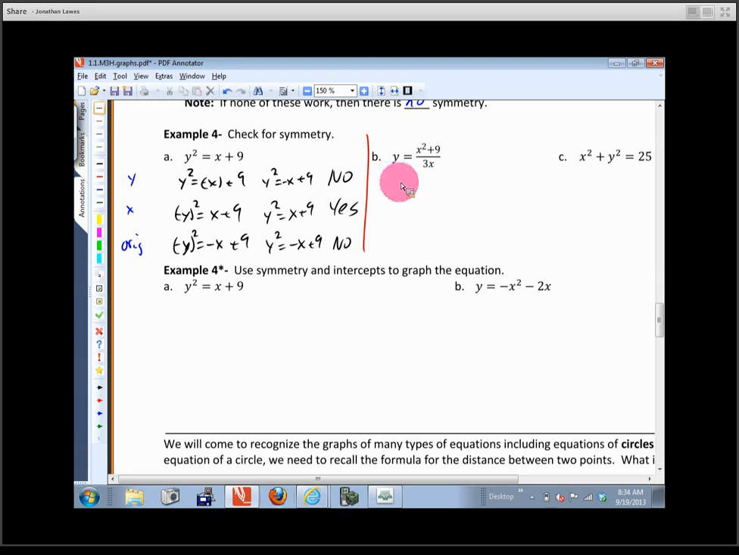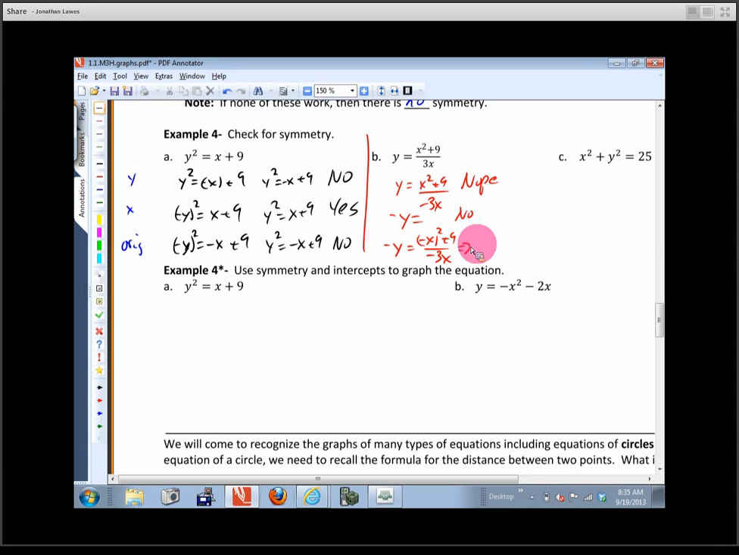Changing the x. Okay, now, is it okay if I just do this mentally? What happens if I plug in a negative x and square it? X squared plus 9. The bottom's going to be a negative 3x. Is it exactly the same? Nope. Let's plug in a negative y. Negative y equals that stuff. Yes or no? No way there. Okay, what if we do this? Negative y, negative x squared plus 9, negative 3x.